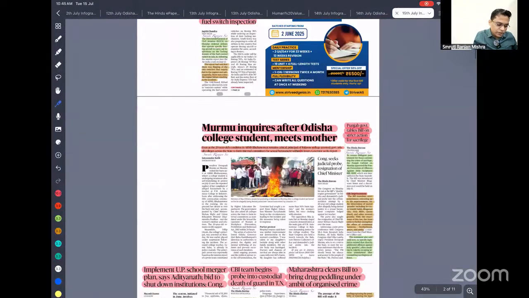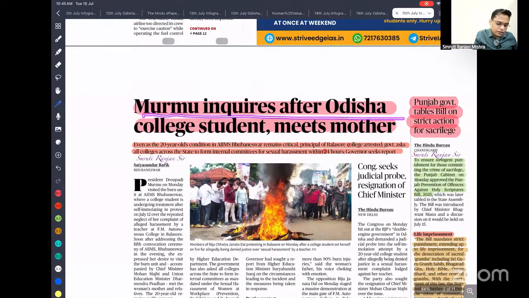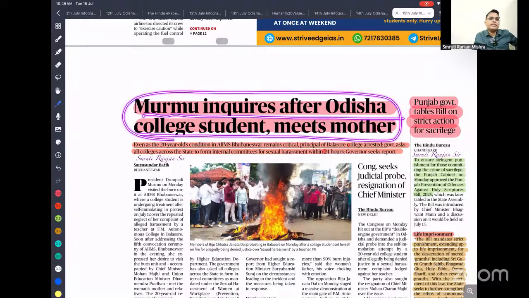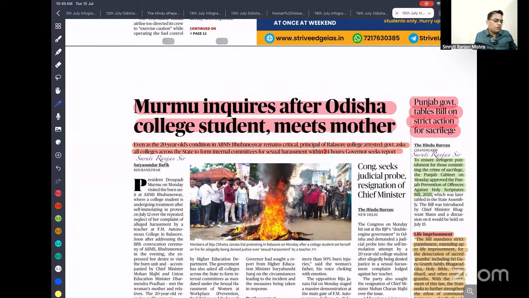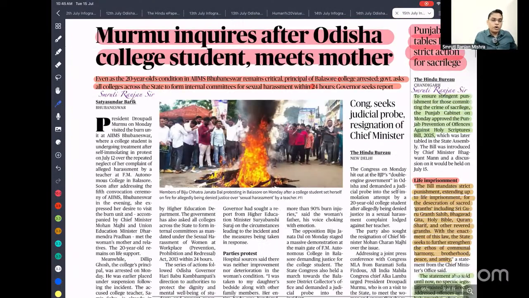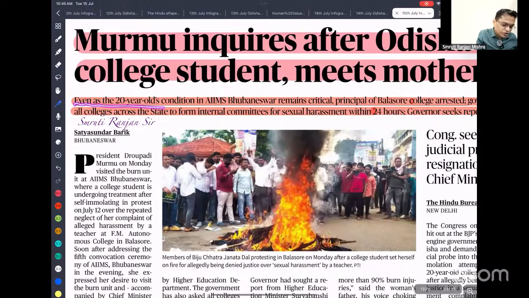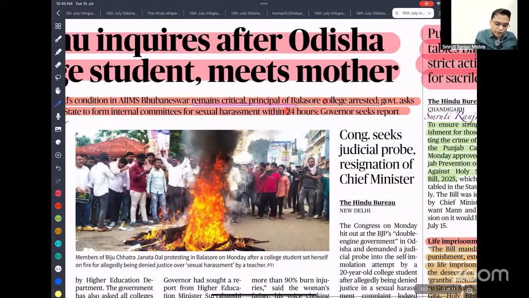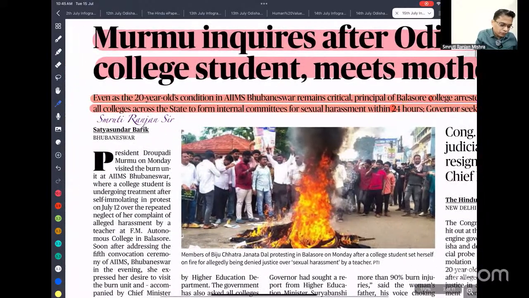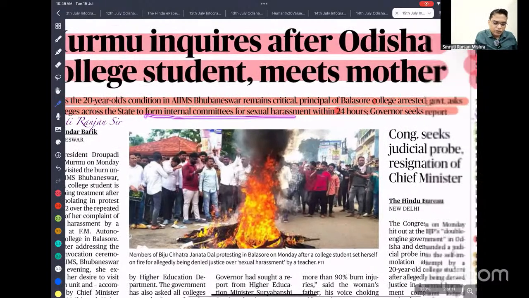Okay. So next is President Murmu inquiring after the Odisha college student and meeting her mother. So recently a very sad incident happened in Odisha. One student set fire to herself because of sexual harassment by the HOD of that college, and that created a lot of uproar at the national, even the state level. So that led to the visit of our president there, and the 20-year-old's condition in AIIMS Bhubaneswar remains critical. The principal of the college was arrested, and the government asked all colleges across the state to form an internal complaint committee for sexual harassment within 24 hours.